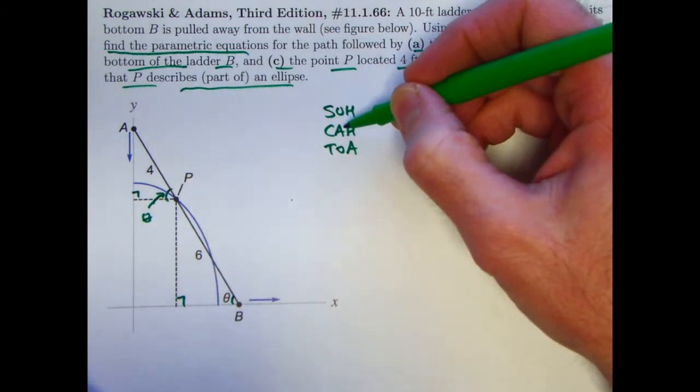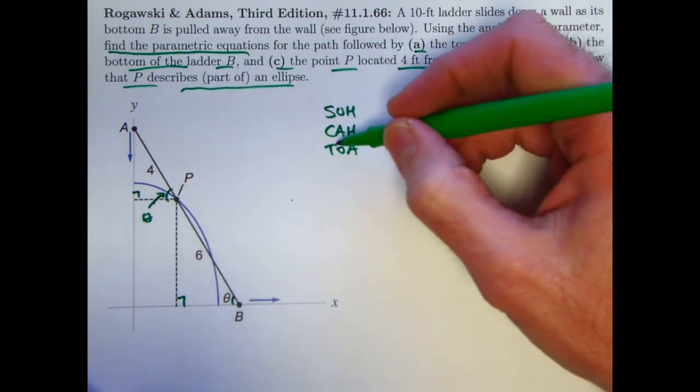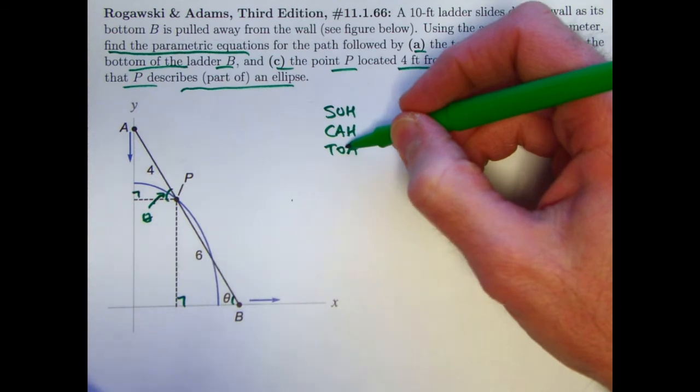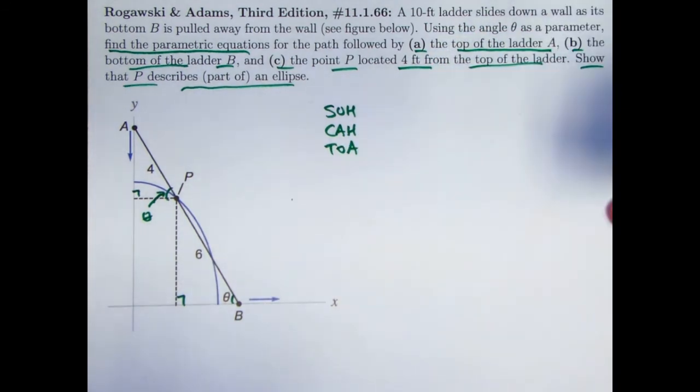The cosine of the angle is the adjacent side divided by the hypotenuse, technically really the lengths of those sides. And the tangent of the angle is opposite over adjacent, the length of the opposite side divided by the length of the adjacent side with respect to the angle that you're looking at in that right triangle.